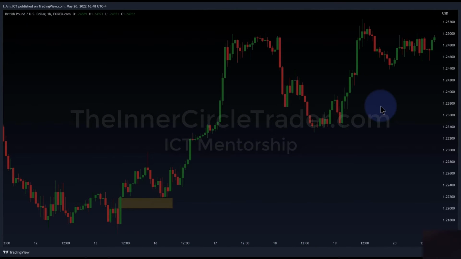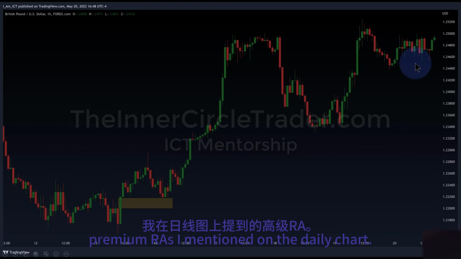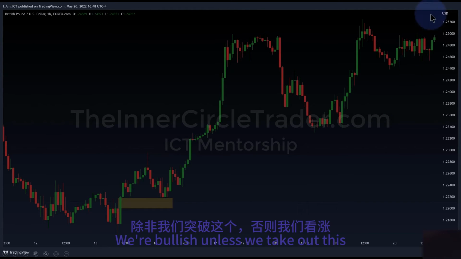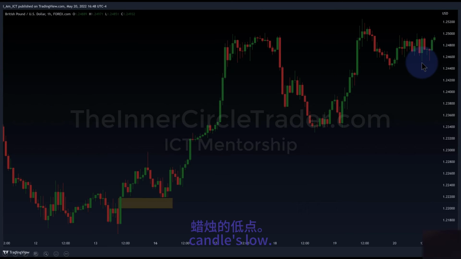So we'll see if it wants to run up into those premium arrays I mentioned on the daily chart. We're bullish unless we take out this candle's low. Why this low? It's a swing low inside the fair value gap.